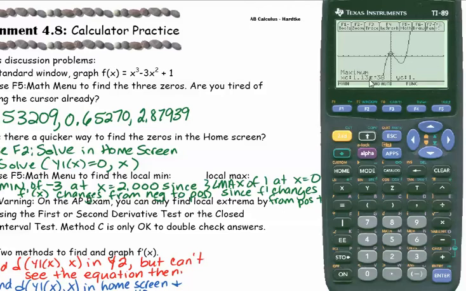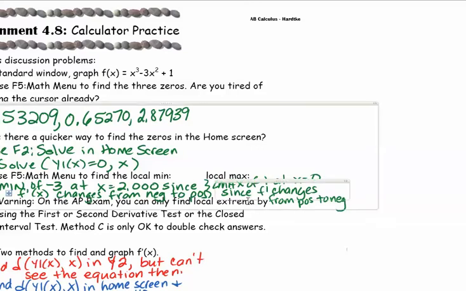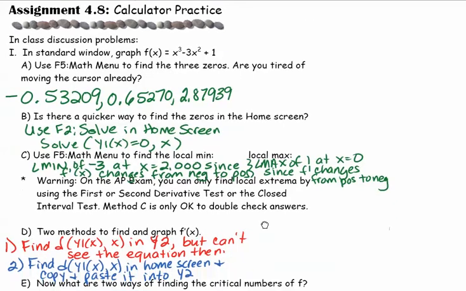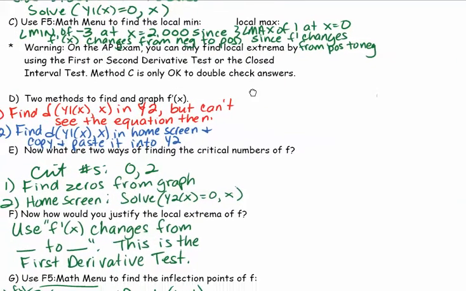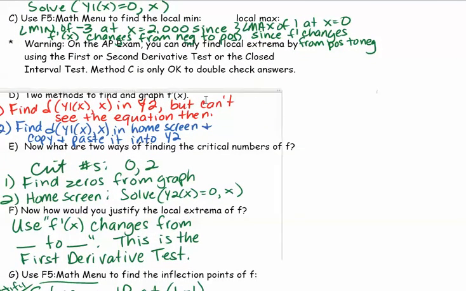So our local maximum is 1 for the y-coordinate, and it occurred at x approximately 0. Again, you can see that to justify my answer, I've written that the first derivative changes signs from positive to negative. So you might actually write your justifications a little bit differently than what you did with your calculator.